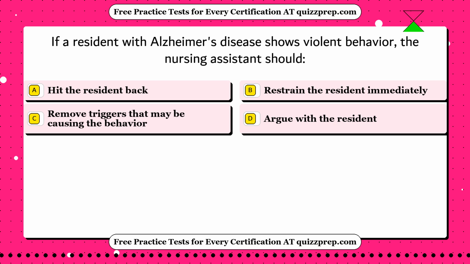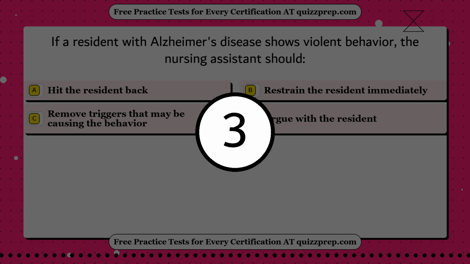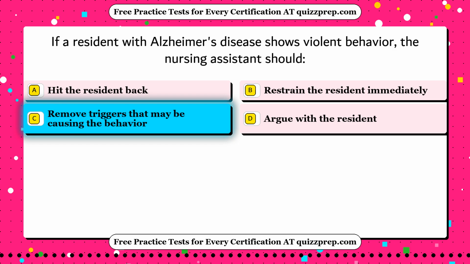Question 26. If a resident with Alzheimer's disease shows violent behavior, the nursing assistant should: Option A, hit the resident back. Option B, restrain the resident immediately. Option C, remove triggers that may be causing the behavior. Option D, argue with the resident. The correct answer is option C, remove triggers that may be causing the behavior.